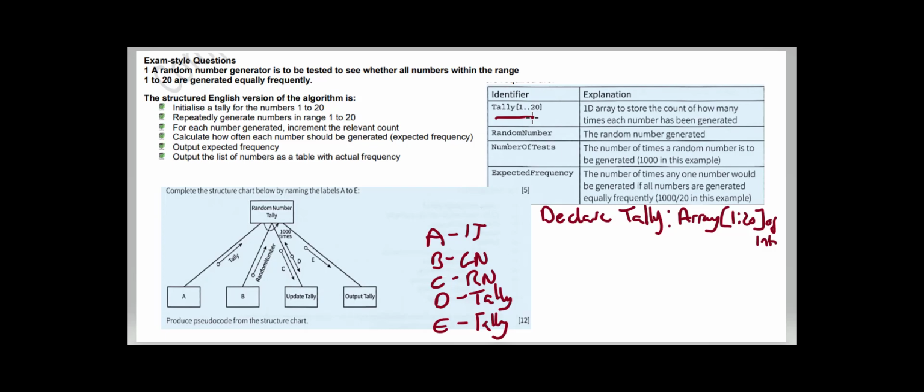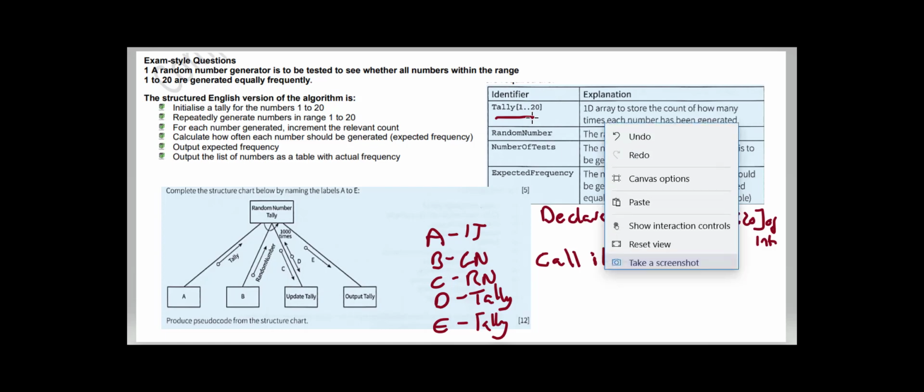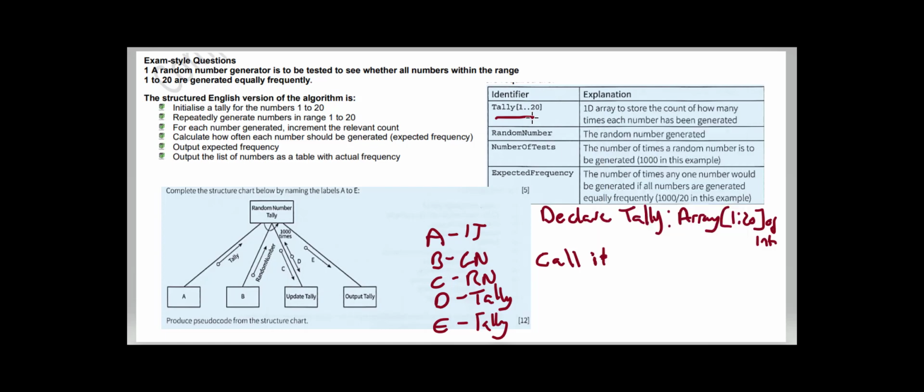Now I want to call this initialize tally, which is this one. So I'm going to call initialize tally. And what I want to send to it is the tally array, which is doing this bit.